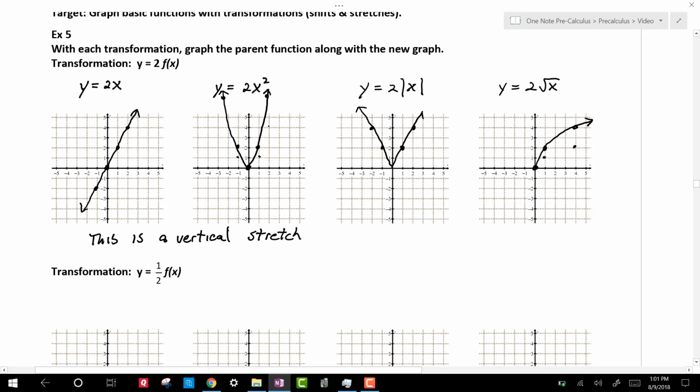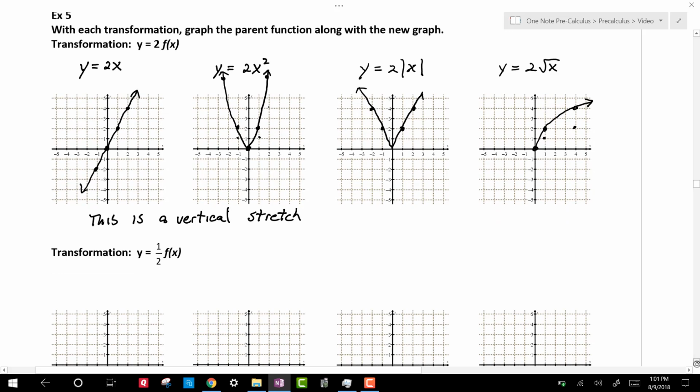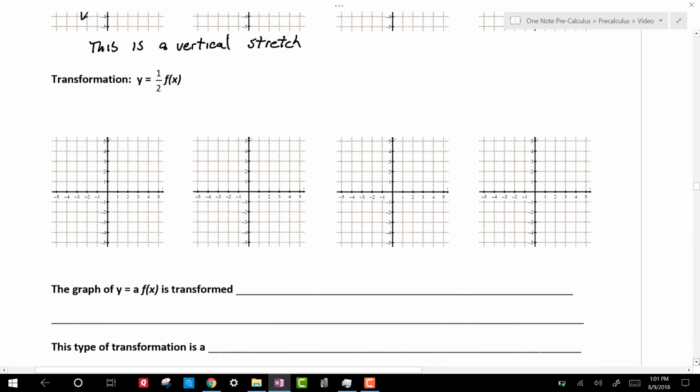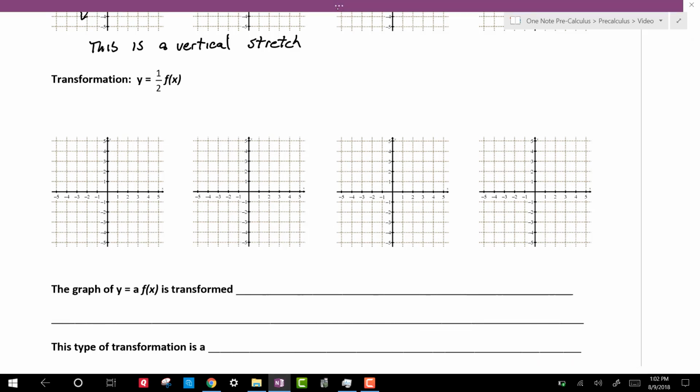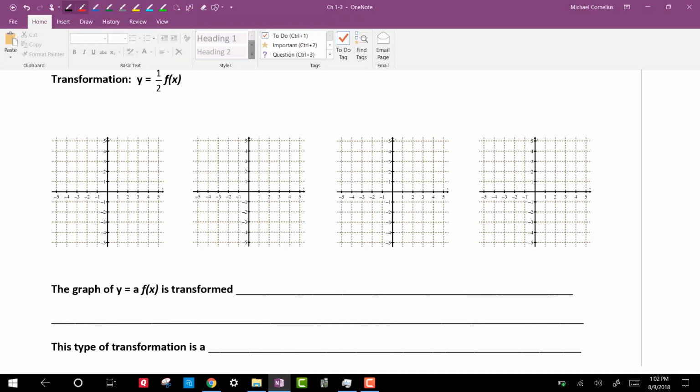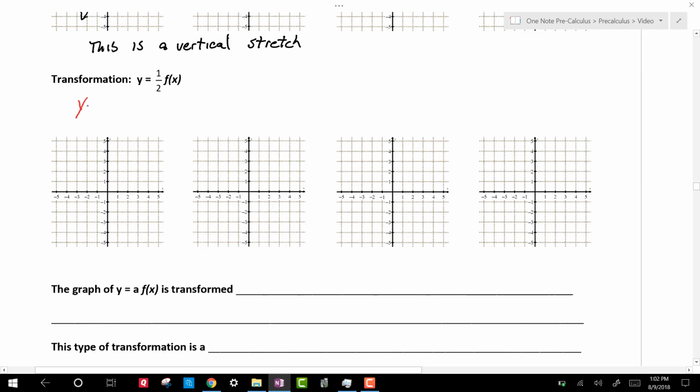All right? And I would encourage you to turn off the video again at this point and see if you can do y equals 1/2 of f of x. Okay, so here we go. Our first graph is going to be y equals 1/2 x. So again, that should be relatively straightforward.